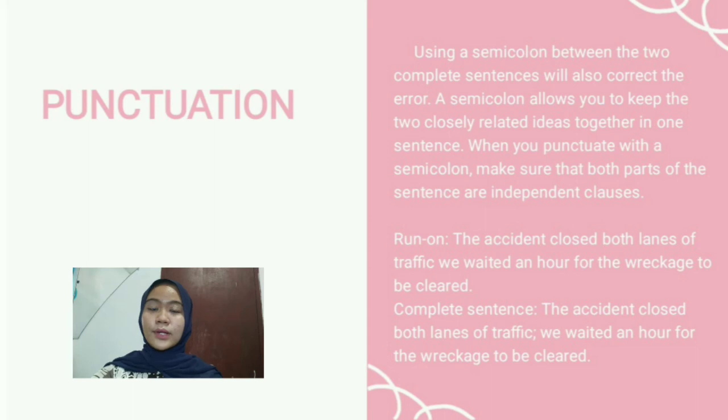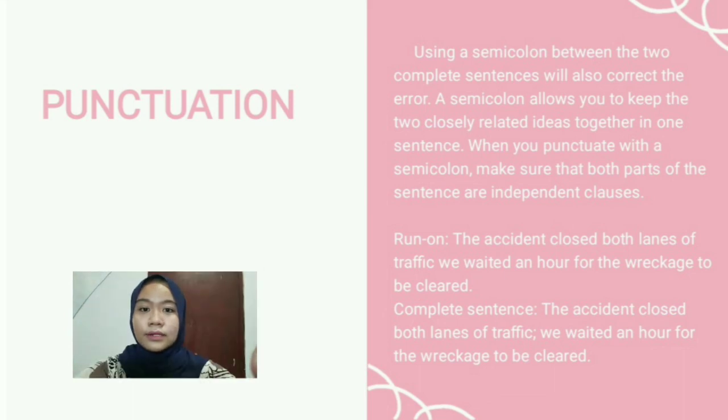Using a semicolon between the two complete sentences will also correct the error. A semicolon allows you to keep the two closely related ideas together in one sentence. When you punctuate with a semicolon, make sure that both parts of the sentence are independent clauses. Note: the accident closed both lanes of traffic; we waited an hour for the wreckage to be cleared. Complete sentence: the accident closed both lanes of traffic. We waited an hour for the wreckage to be cleared.